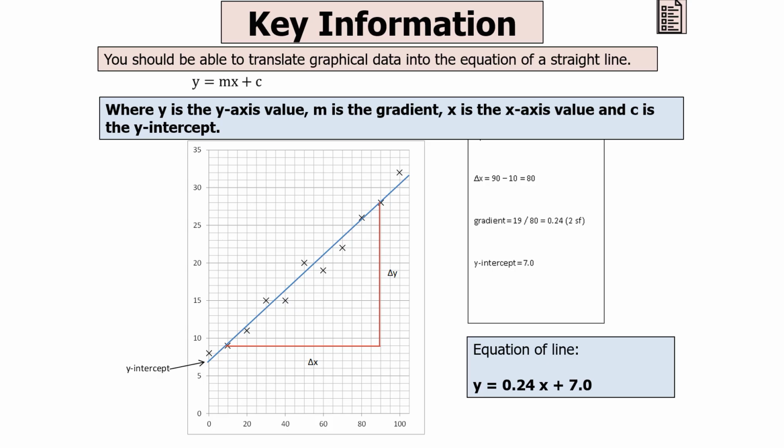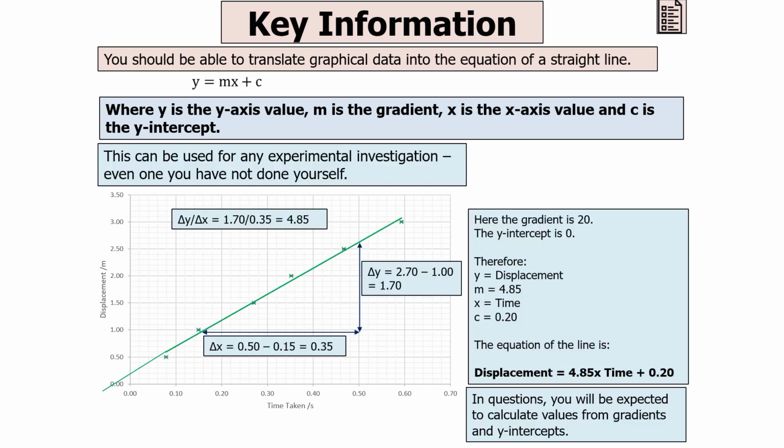So as you can see in this particular example, we have y and we have x. We've worked out a gradient with our gradient triangle to be 0.24. We've worked out our y-intercept to be 7, and this allows us to work out different values if you had a value of y or x. Alternatively, if you had a gradient and you had a value of y and x, you could then work out your y-intercept.